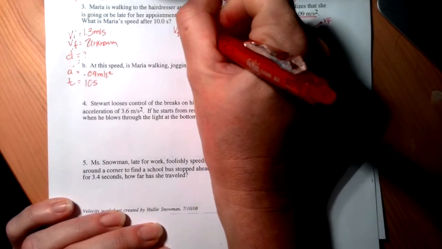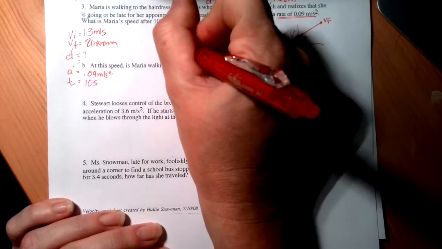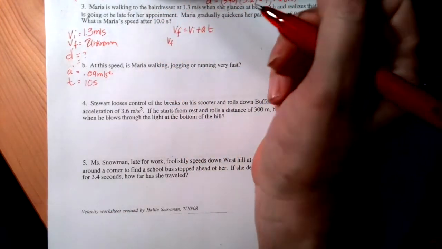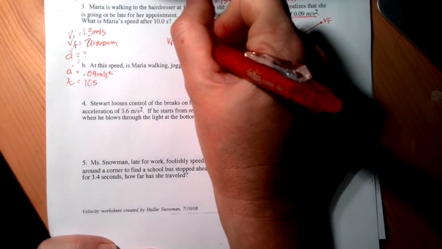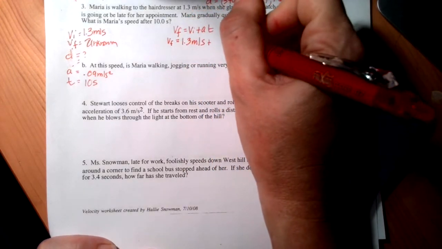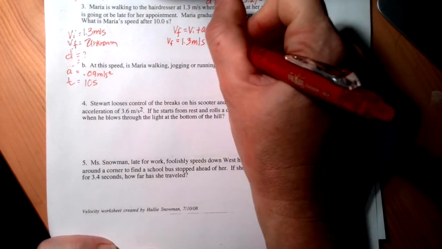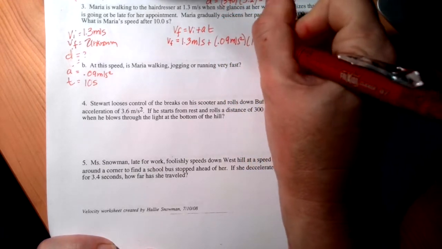So I'm going to write the formula down and substitute in. So I'm going to keep VF as it is. Please don't turn that into an X. It's too generic. There's too many variables to keep up with without turning things into X's. All right. Plus acceleration is 0.09 meters per second squared. And that's times 10 seconds.